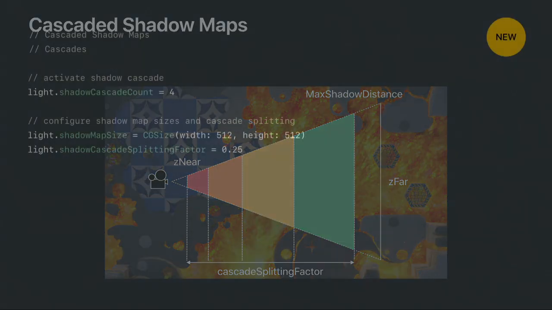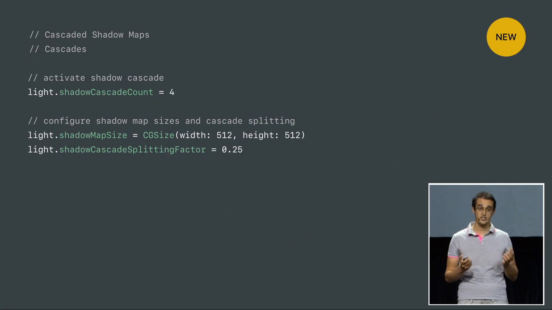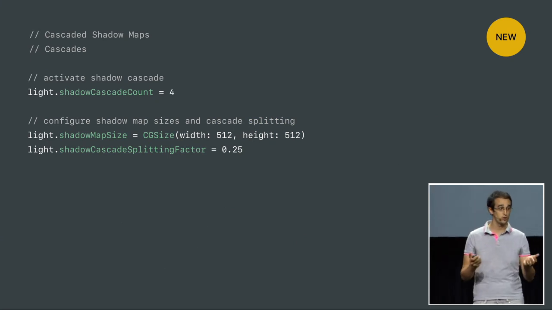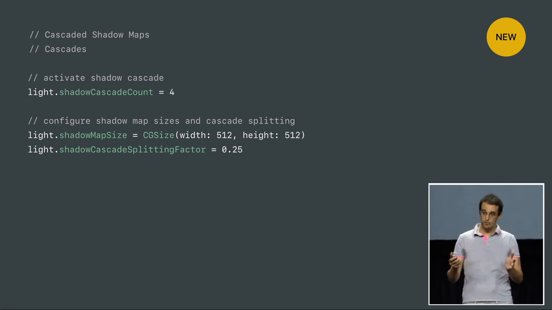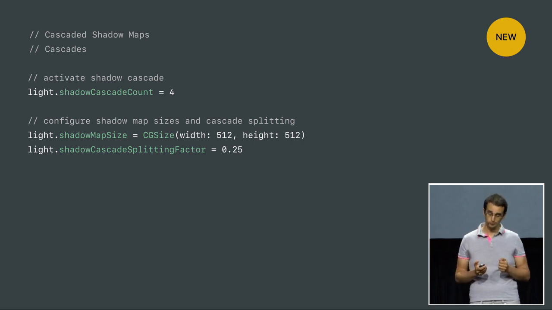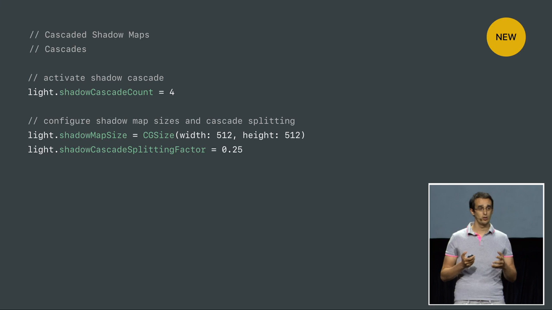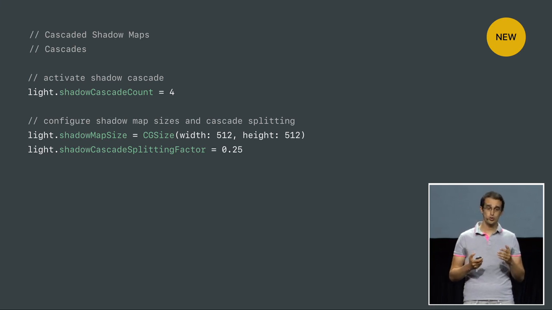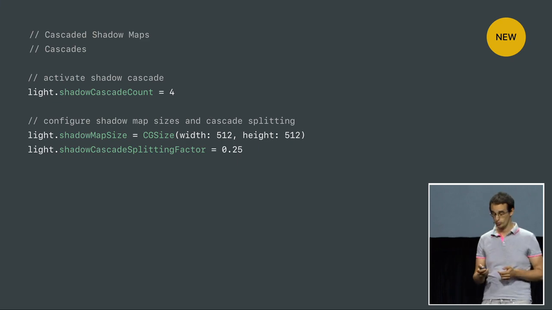To configure cascade shadow maps, just tell us how many cascades you want. You can configure the size of your cascade. And then you have a parameter named shadow cascade splitting factor that you can adjust to control the distribution of your cascades depending on the distance from the point of view.